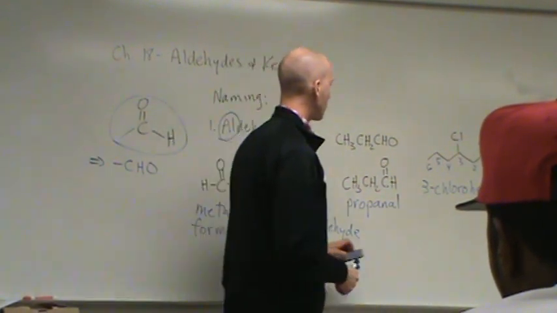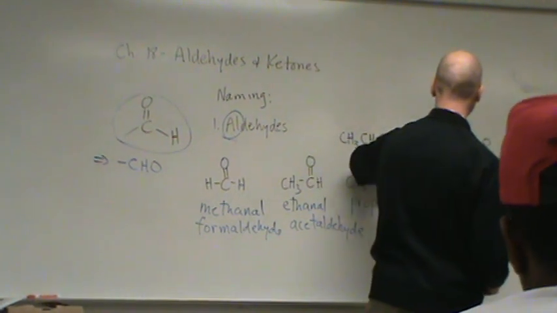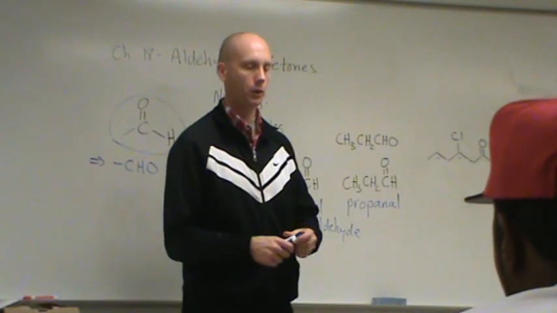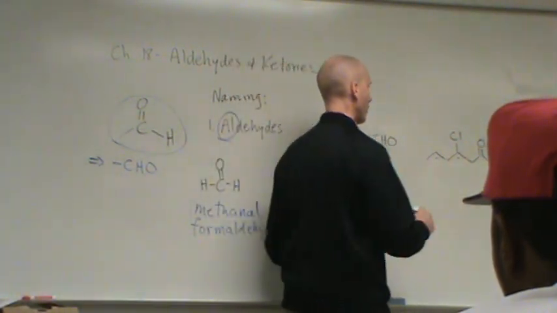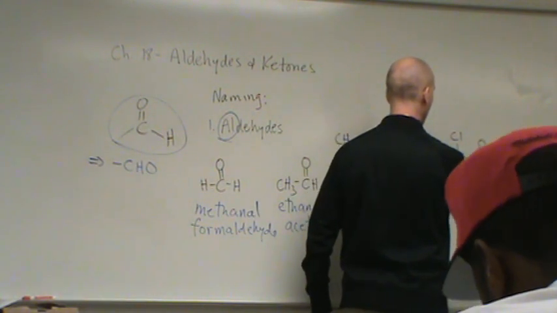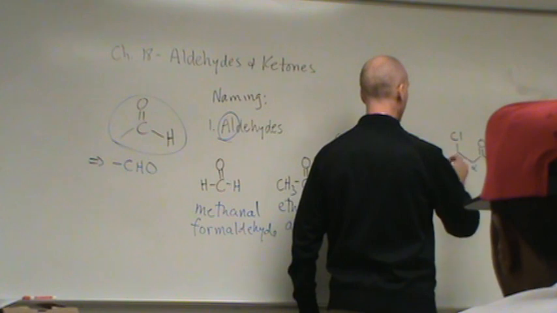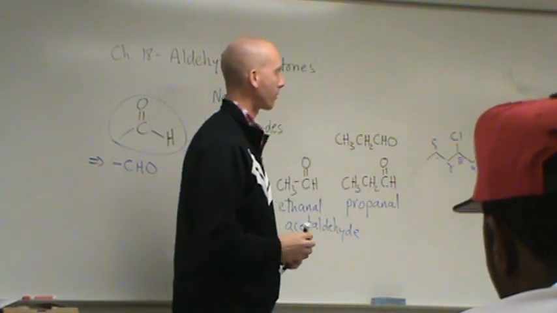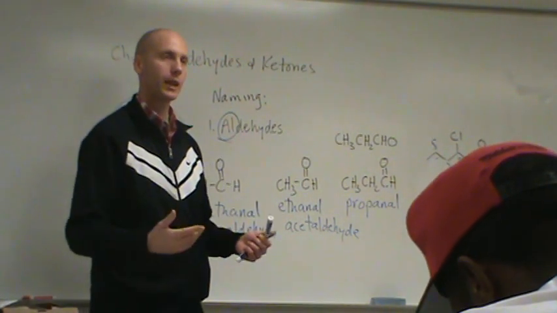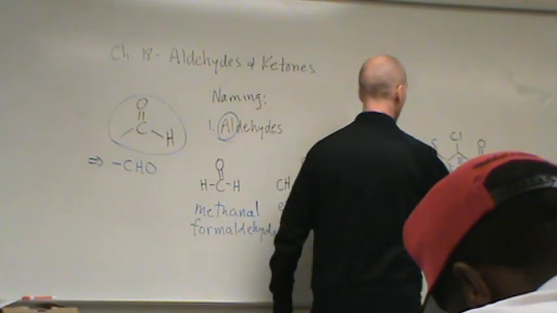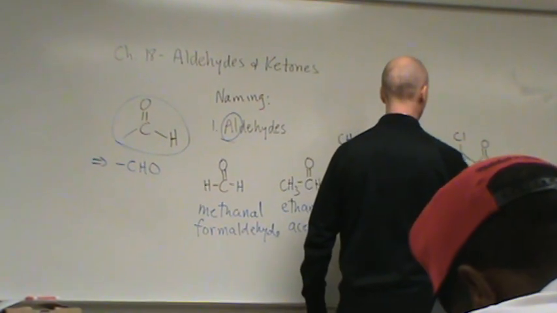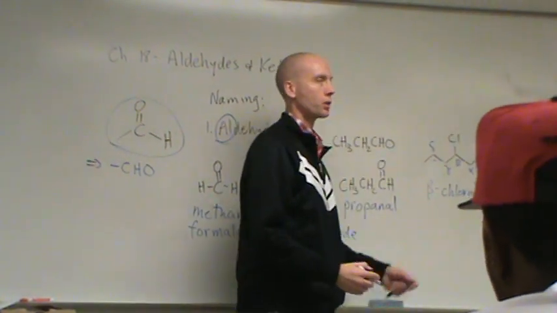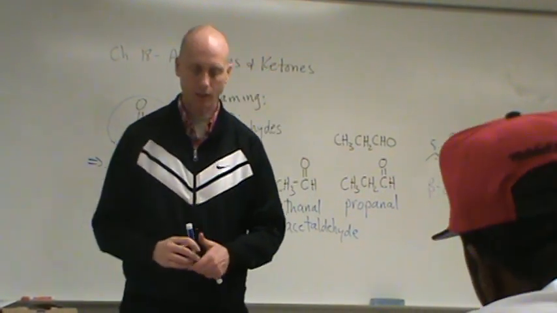Okay, these numbers are sometimes replaced with Greek letters, okay? So the carbon next to the carbonyl, alpha carbon, beta carbon, gamma, delta, and we usually stop there, okay? So sometimes in the old way of naming this, they would call that beta chlorohexanol. Okay, so if you see that old nomenclature, don't let it throw you off there.